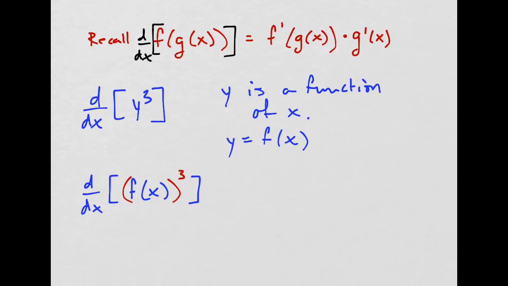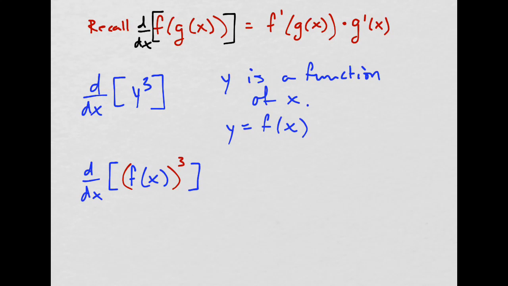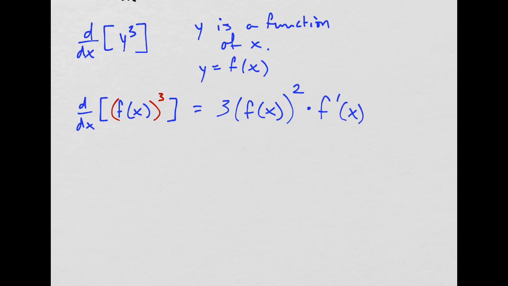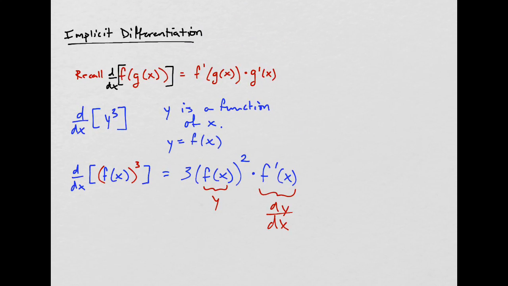Now I have the chain rule, where the outside function is the cube function and the inside function is f of x. So I just use the chain rule. The derivative is 3 times f of x squared, because you're using the power rule, times the derivative of the inside, f prime of x. However, f of x was y, and f prime of x is dy dx. That's normally how we write it with implicit differentiation.